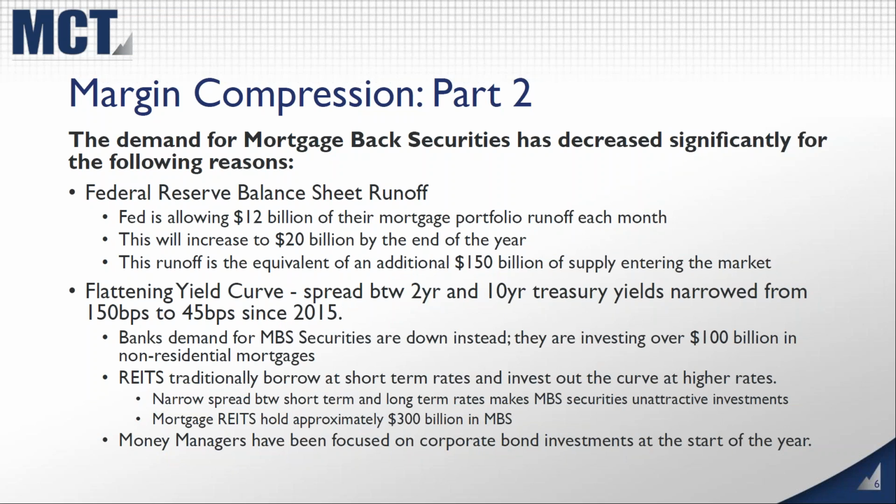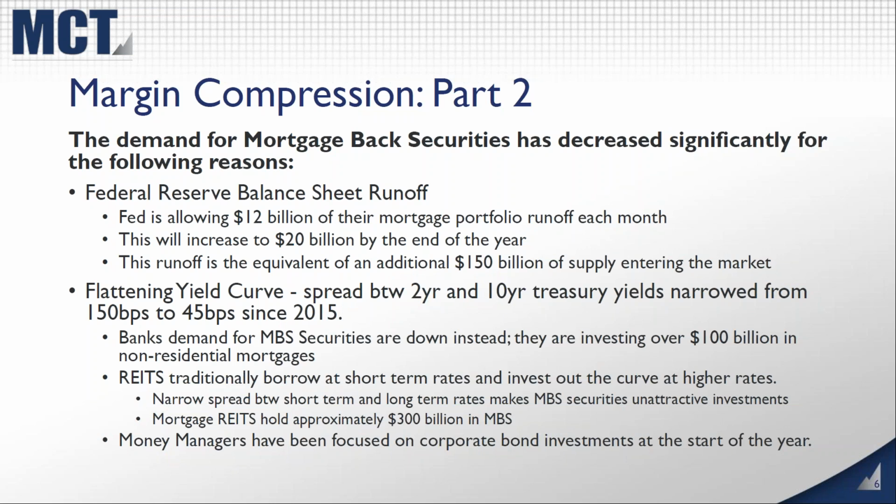Up until the end of this last year, the Fed was a big buyer of mortgage-backed securities, which helped us get out of the recession of 2007-8 by buying a lot of these MBSs. Now the Fed is on the opposite end. They're no longer buying, but they're letting their balance sheet run off. I have some notes here that they're allowing about $12 billion of runoff each month, which by the end of the year will be $20 billion.